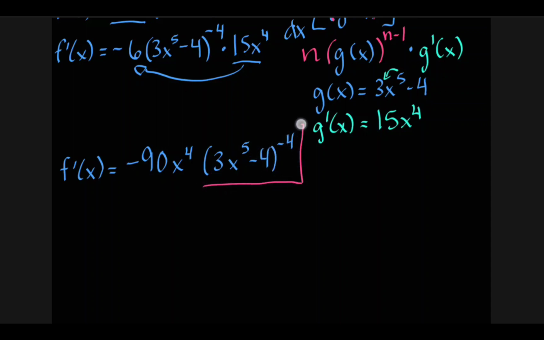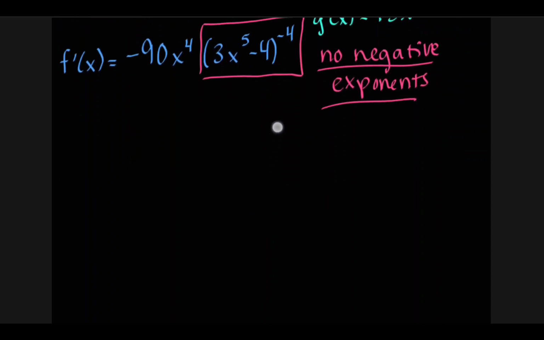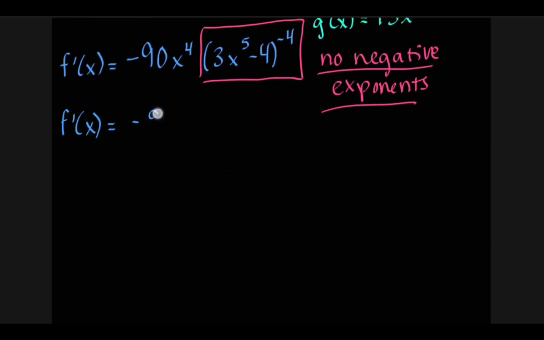We can apply that negative exponent rule again and rewrite this, because sometimes your teachers may ask you for no negative exponents. And how to do that is you'll just move your negative exponent function to the denominator. It'll become negative 90x to the 4th all over that function, 3x to the 5th minus 4. Instead of being negative 4, it'll turn to positive 4 because we moved it down. And that's it.